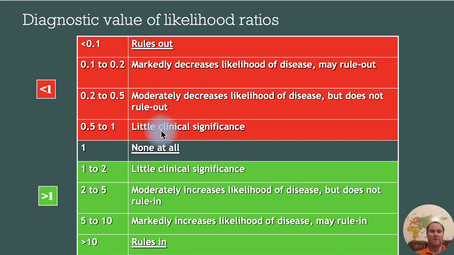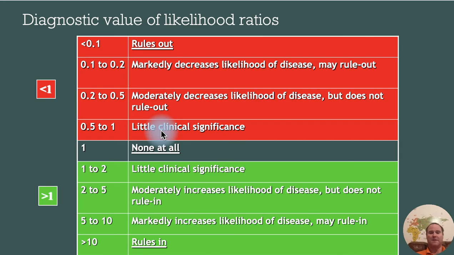depending on where it scores. So obviously if it's 0.1 to 0.2, it markedly decreases the likelihood of the disease. If it's 0.2 to 0.5, it sort of moderately decreases the likelihood. 0.5 to 1, it hasn't got much significance at all, and if it's 1, it has absolutely no effect whatsoever. And then moving in the opposite direction over there, 1 to 2, little clinical significance, 2 to 5, moderate increase in the likelihood of disease, and then 5 to 10, marked increase in the likelihood of disease.